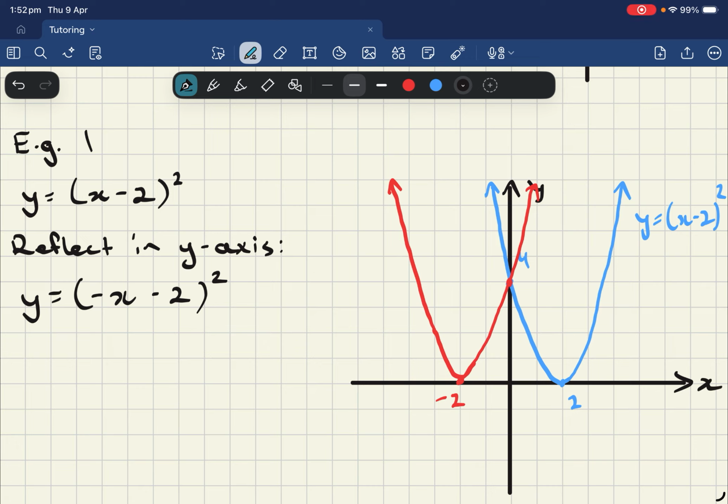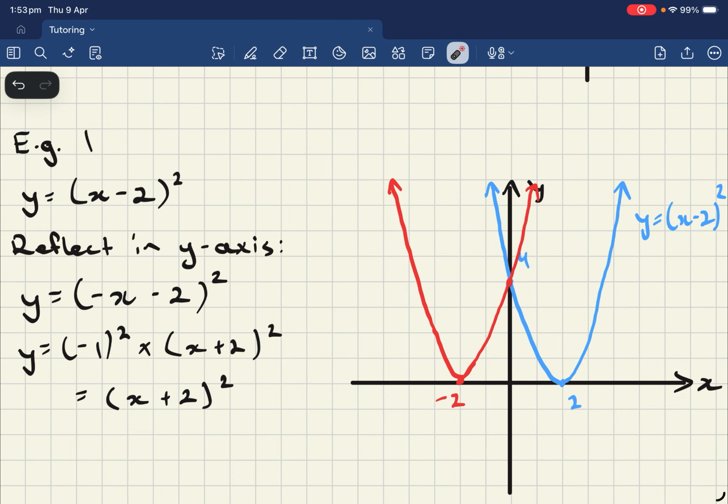Now, because this is squared, this will become y equals -1 squared multiplied by, because we've factored out the negative, everything in here is going to become positive. And this is just going to give us +1 times x plus 2 squared, which gives you just x plus 2 squared back.